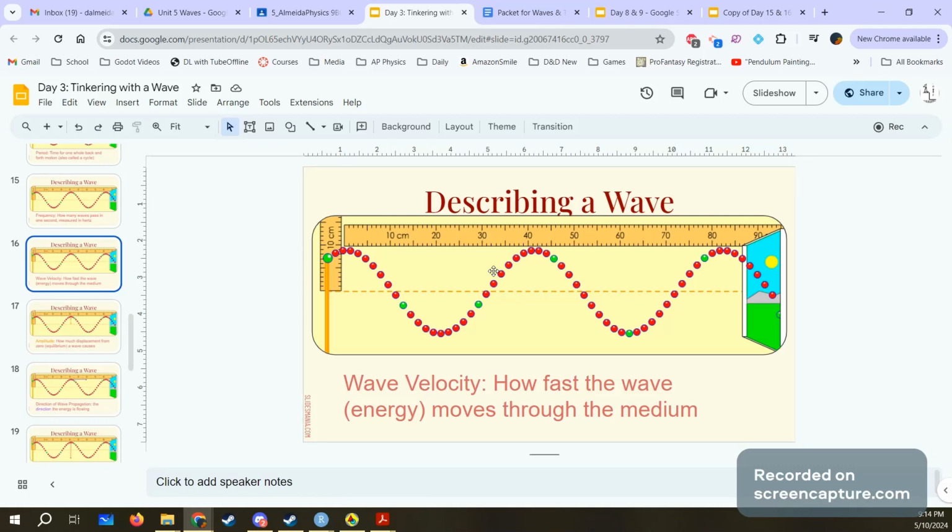The velocity of the wave is how fast the wave moves through the medium. Again, waves always need a medium to travel through. String waves need a string, slinky waves need a slinky, sound waves need air, things like that.